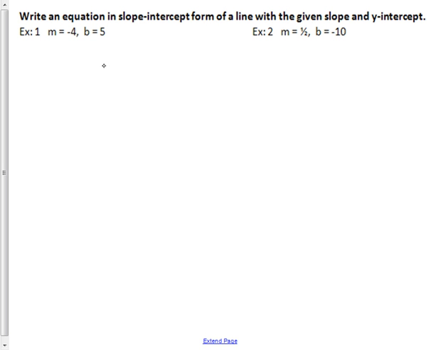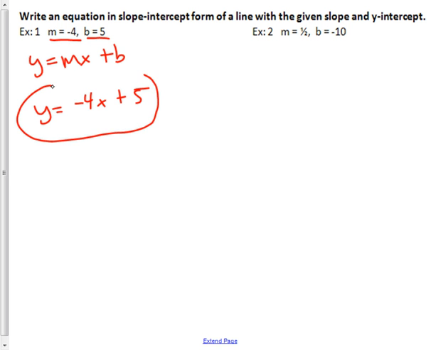So write an equation in slope-intercept form of a line with the given slope and y-intercept. Well, they're giving us the slope and the y-intercept. So the normal equation is y equals mx plus b. So now we're just going to substitute m in here and b in there. So y equals -4x plus 5. That would be the equation in slope-intercept form of this line.